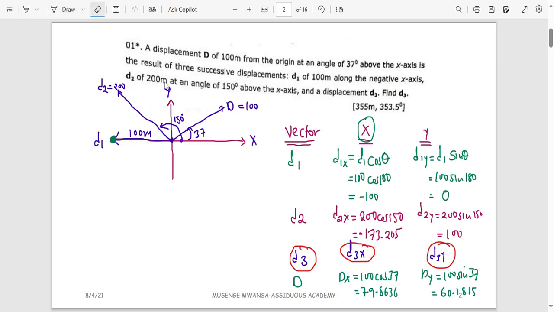If I wanted, I could have just said, since I don't know the x component and the y component for D3, okay, let's say the x component for D3 is going to be x. The y component of D3 is going to be y. So our question now is to find the value for x and the value for y. Does that make sense?